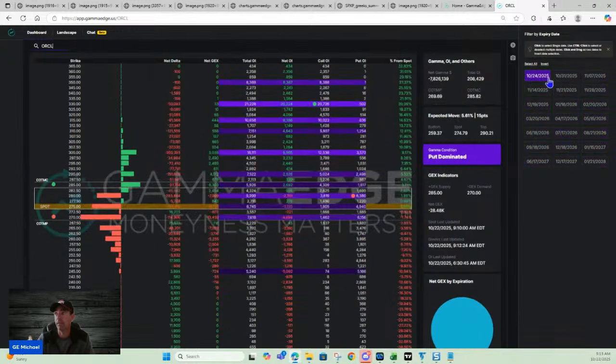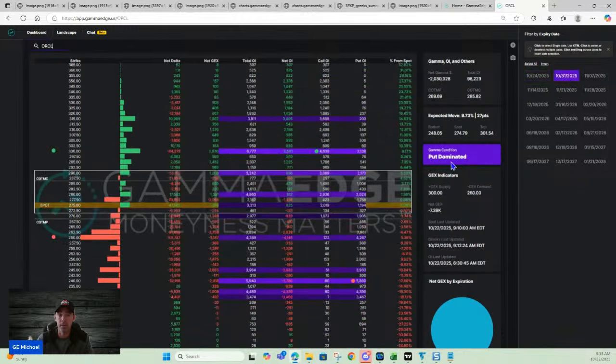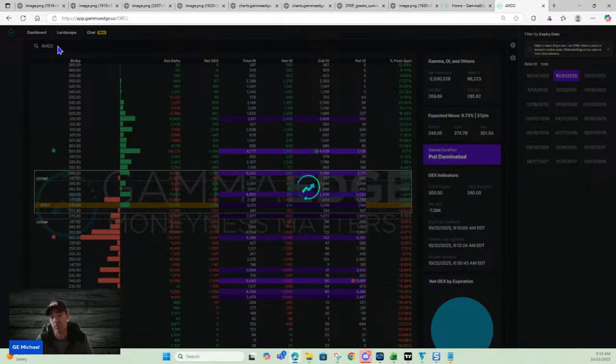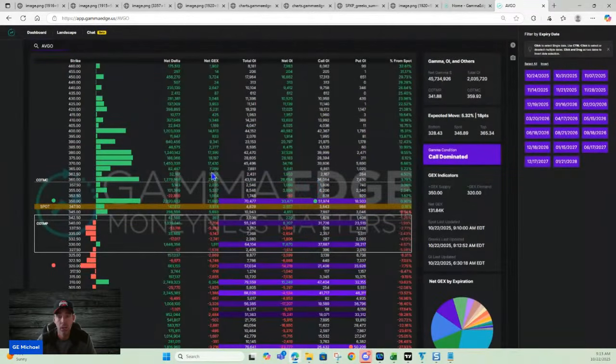And then, yeah, this is what I thought. This expiry was put dominated. Next expiry was put dominated. So price appreciation on Oracle is not looking great for the upside unless the structure changes significantly within the next few days and towards the end of the month. So if you're looking long, that'd be one that I would most likely stay away from or look to take profit, as the structure is not really advancing very rapidly.